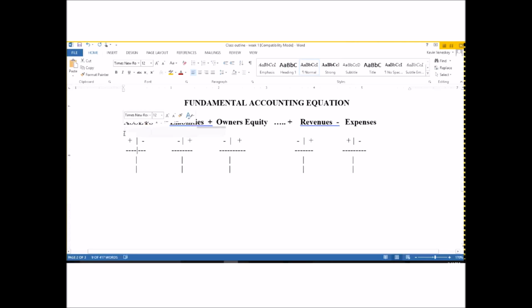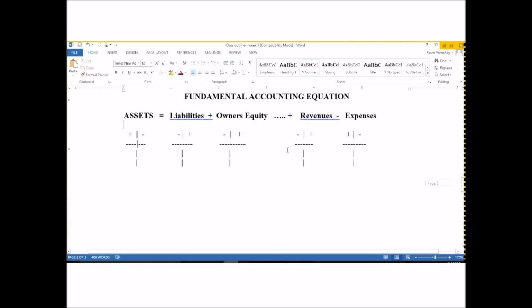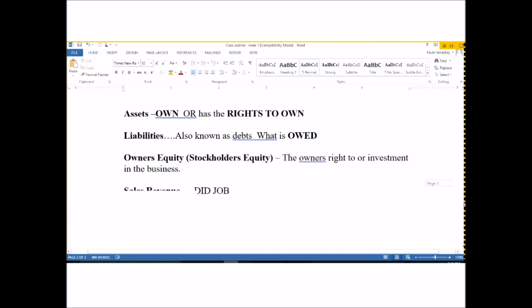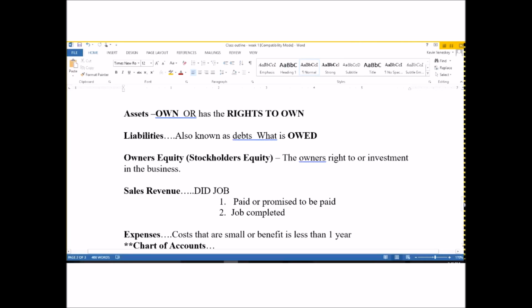Okay, once we get into week 2, I'm going to start talking about these key accounts, but we'll hold off on that until next week. Now what I wanted to do is go through and explain each one of these 5 categories and what's going to go in them. So your assets: anything in your business that you own or have the right to own is going to be considered an asset.